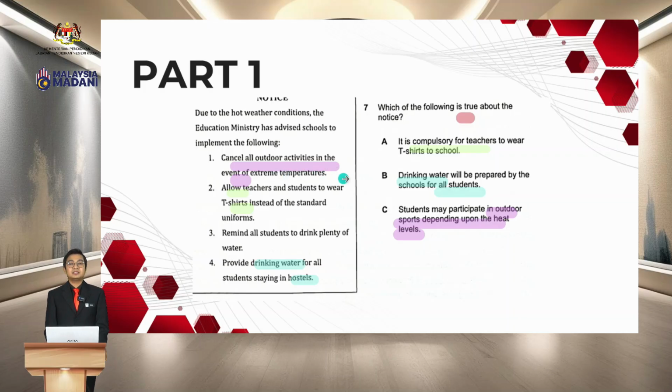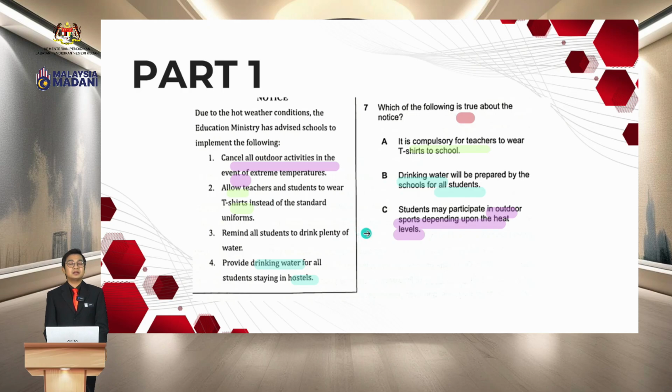For answer choice B, the keywords are drinking water and for all students. Okay, so it reflects point number 4: provide drinking water for all students staying in the hostel. Does it have the same meaning as the keywords in B, all students and students in the hostel? Does it reflect the same thing?